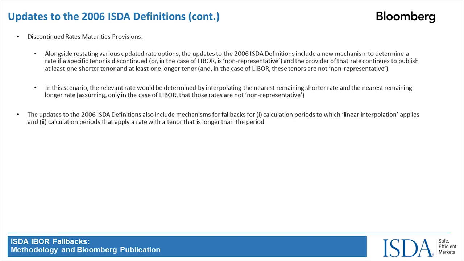And those provisions are necessary because in the case of linear interpolation, you could have a scenario where the fallback rate, because it's available at the end of the period, for one of the rates that is to be interpolated is not available until after the end of the non-standard period, or in the case of a non-standard period that just references a longer tenor, you would always have a situation whereby that fallback rate is not available. And so the updated definitions provides mechanisms to have a rate to use in those contracts.